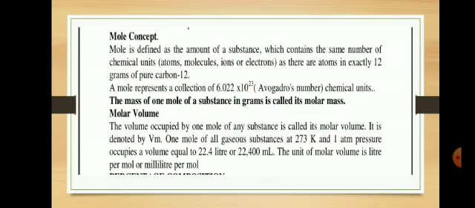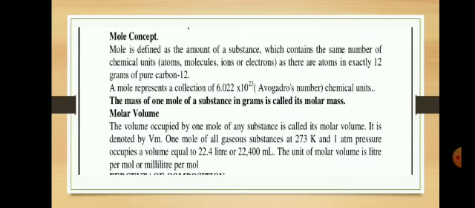Mole concept. Mole is defined as the amount of substance which contains the same number of chemical units, that is atoms, molecules, ions or electrons, as there are atoms in exactly 12 grams of pure carbon-12. A mole represents a collection of 6.022 × 10^23 chemical units, that is Avogadro's number. The mass of 1 mole of a substance in grams is called its molar mass.